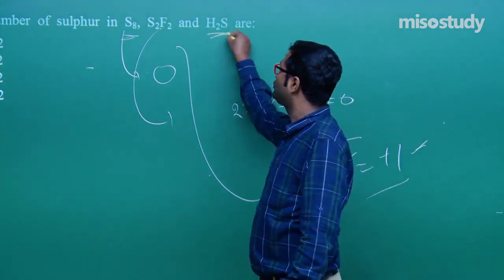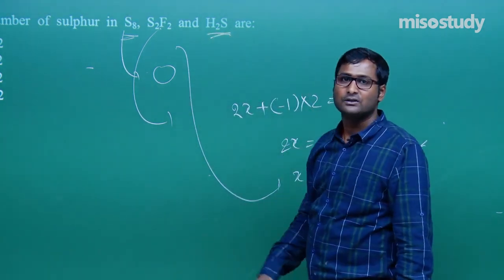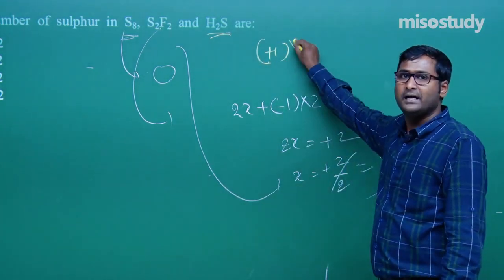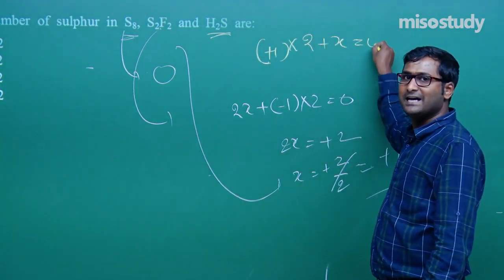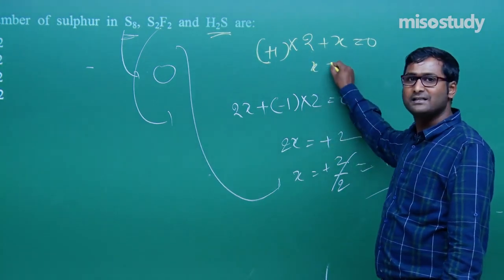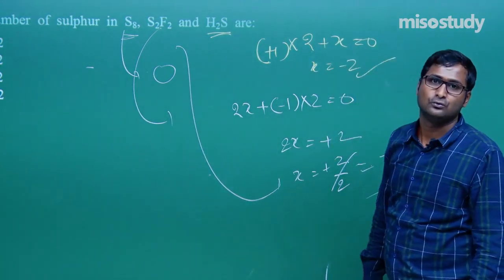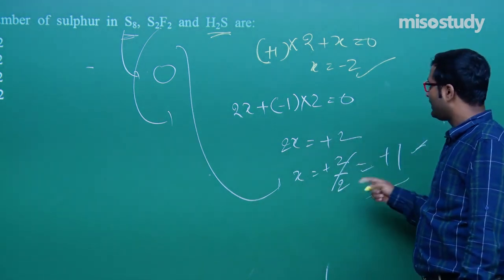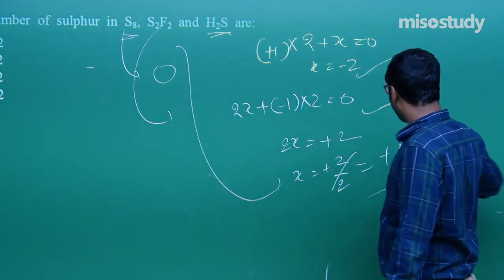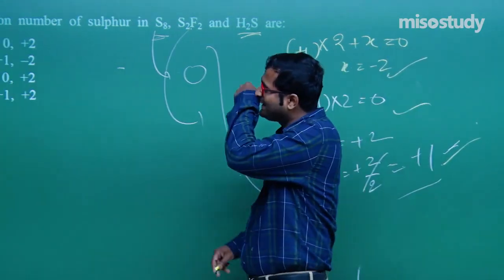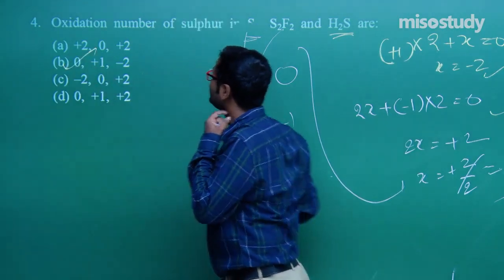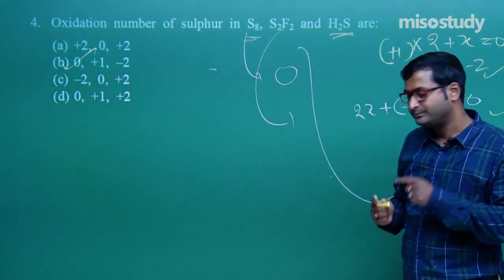Now what about H2S? As we all know, hydrogen has oxidation state plus 1. Clear to you? Is it visible to you? Into 2, and for sulfur it is x. Clear? So x is equal to minus 2. So the oxidation states in sequential order are 0, plus 1 and minus 2. That is 0, plus 1 and minus 2. This is the answer. Clear, friend?